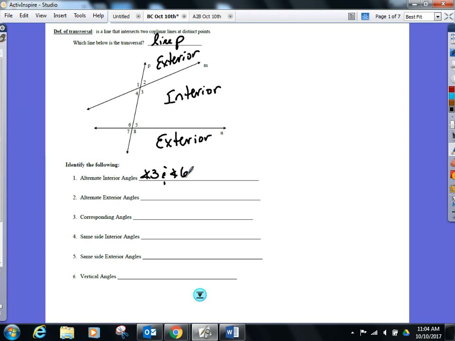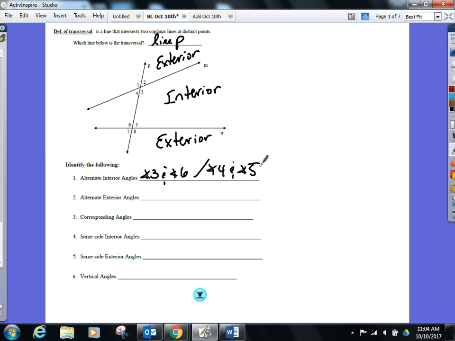Is there another pair up there? You're darn right. The other pair would be 4 and 5. Those are referred to as alternate interior. We don't know anything about them now. We just know they're called alternate interior.